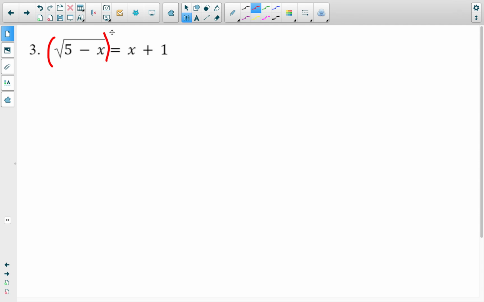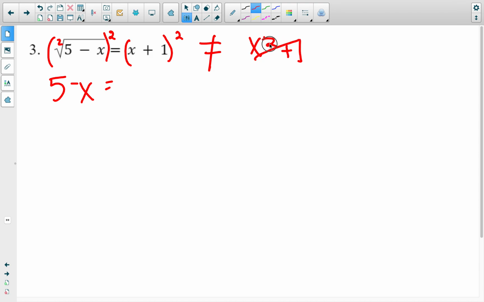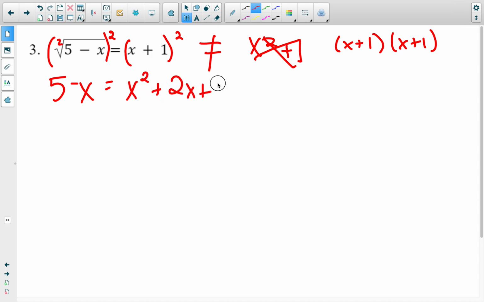All right, how about for number 3? So our radical is already by itself, and we want to raise it to a power that matches the index. Remember, the index is 2 here. We're going to square this, square both sides. Remember, this is not equal to x squared plus 1. No, no, no, no. Okay, this is really x plus 1 times itself. And we need to multiply x times x, 1 times x, 1 times 1. Okay, we end up with x squared plus 2x plus 1.